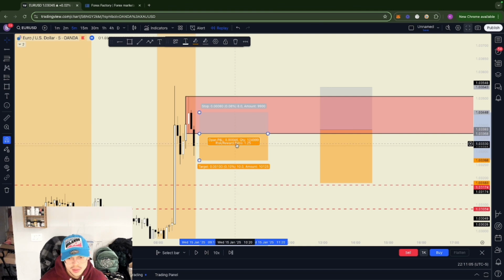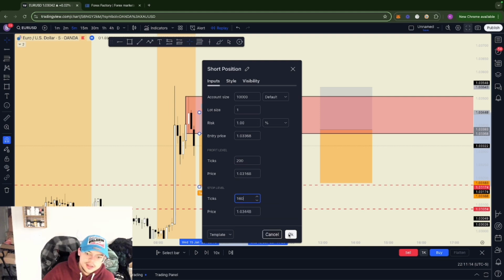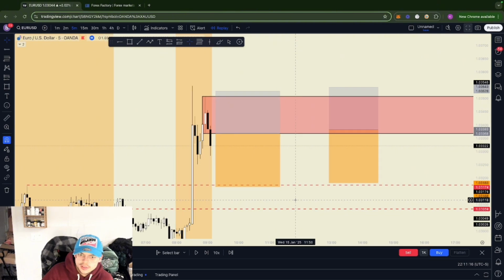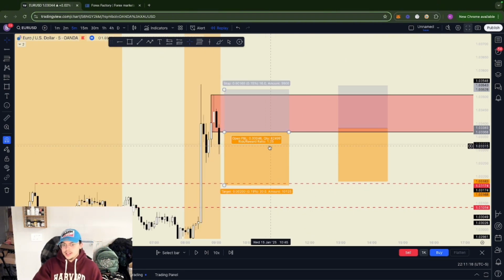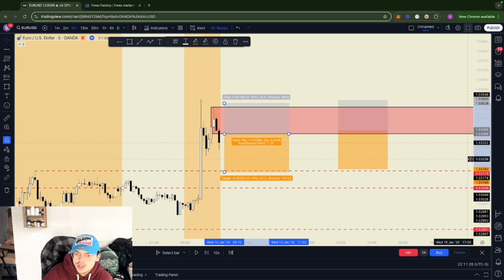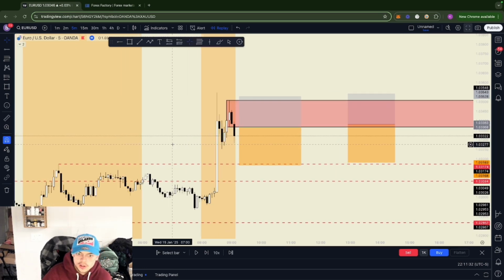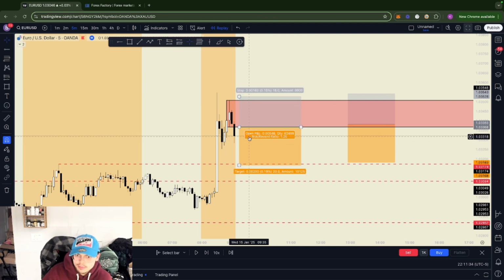Actually, did I take 10 pip? No, I did not. I took a 20 pip take profit and a 16 pip stop loss. I'll explain why. Because when we have this kind of news events, we tend to make more volume. The candles have more volume. So usually when we're trading low volume markets, we usually stick to 10 pip to 8 pip stop loss.